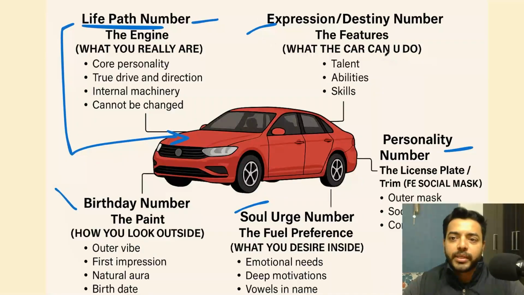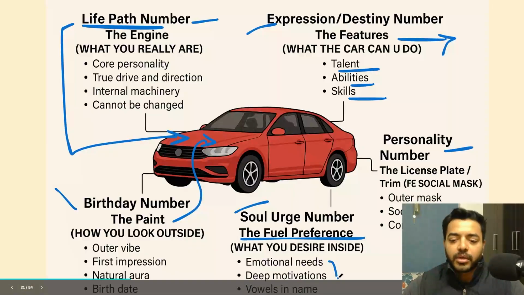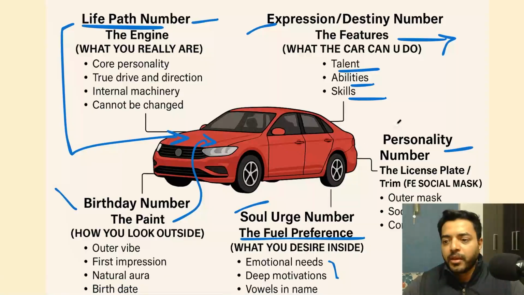What you need to remember here is we're going to take an example of a car, and we're going to use this car as an example to understand each one of the numbers. For example, life path number is the most important number, and that is the engine of this car. Expression number is how a person expresses it. So it's like talents, abilities, and skills, right? We are going to learn about this in the chapter as we go along. A birthday number is like the paint, how it looks from far away. Soul urge number is what the car runs on, the fuel preference. What are your emotional deep motivations, etc. Personality number is more like a license plate. It will tell you what is your social mask.